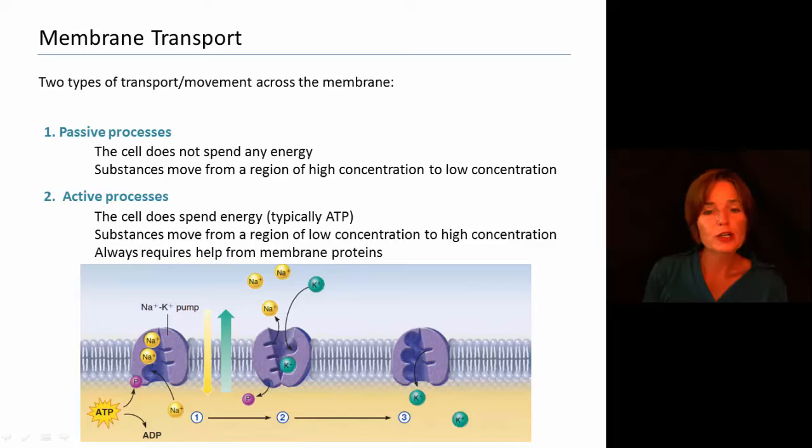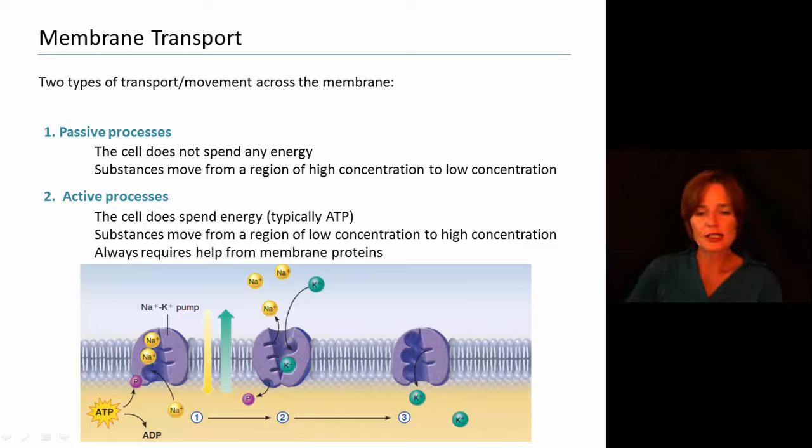The second type of movement or transport across membranes is an active process. Active is going to require more effort on the part of the cell. In this case, the cell does spend energy. It has to have energy to invest. And typically that energy that it will be spending or investing in this process is going to be in the form of ATP. So that's one difference between the passive and the active. The other difference is the direction of movement.